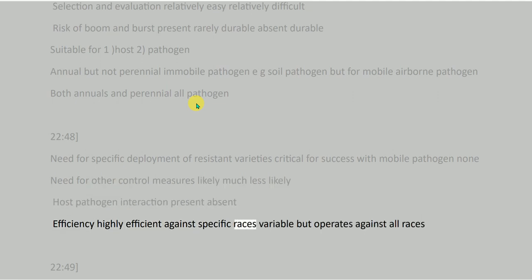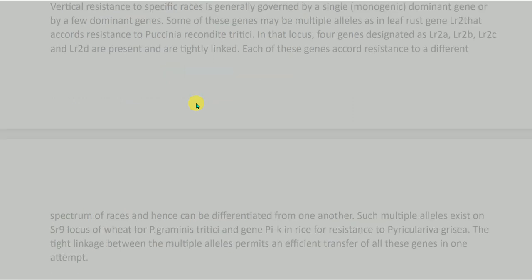Vertical resistance to specific races is generally governed by a single monogenic dominant gene or by a few dominant genes. Some of these genes may be multiple alleles, as in leaf rust gene Lr2 that accords resistance to Puccinia recondita tritici. In that locus, 4 genes designated as Lr2a, Lr2b, Lr2c and Lr2d are present and are tightly linked. Each of these genes accords resistance to a different spectrum of races and hence can be differentiated from one another. Such multiple alleles exist on the Sr9 locus of wheat for Puccinia graminis tritici and gene Pi-k in rice for resistance to Pyricularia oryzae. The tight linkage between the multiple alleles permits an efficient transfer of all these genes in one attempt.